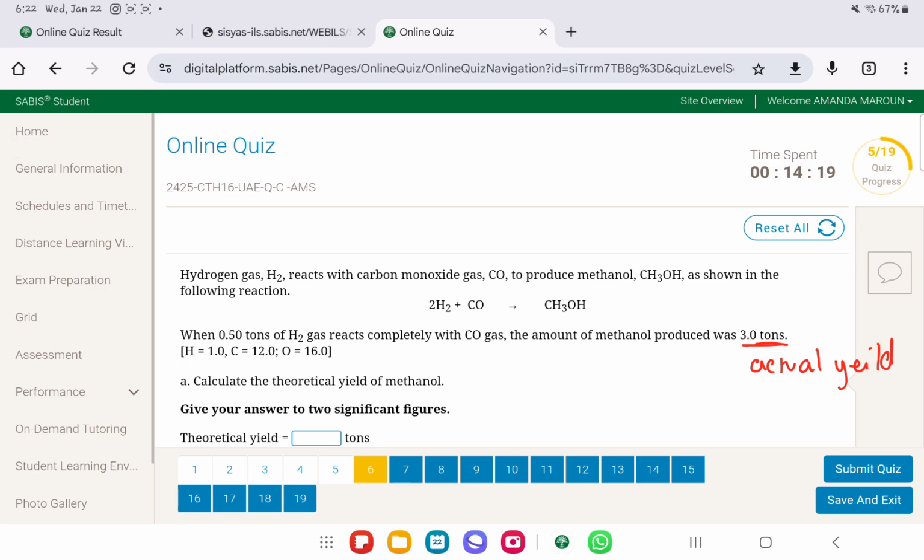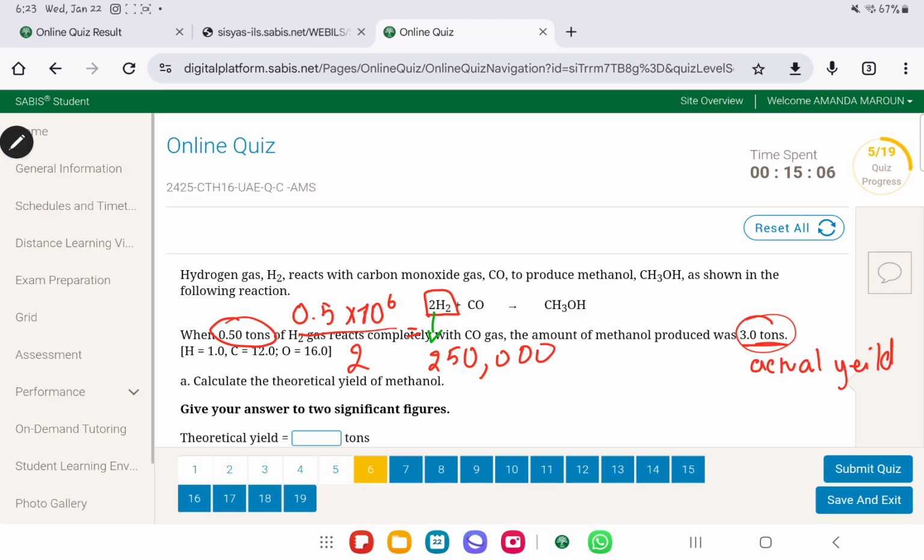First thing, before we move on from the actual yield, to calculate the theoretical yield, we are going to take the given mass, which is 0.5 tons, or in other terms, 0.5 times 10 to the power of 6 grams. Then we are going to find the number of moles of the 2H2. So we are going to divide it by the molar mass of H2, which is 2. We are going to get 0.5 times 10 to the 6 divided by 2, which is 250,000.